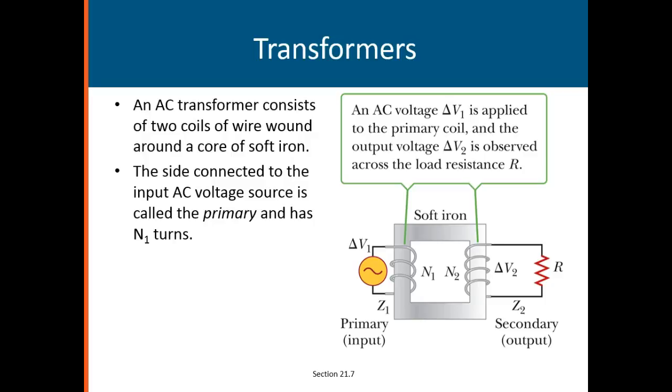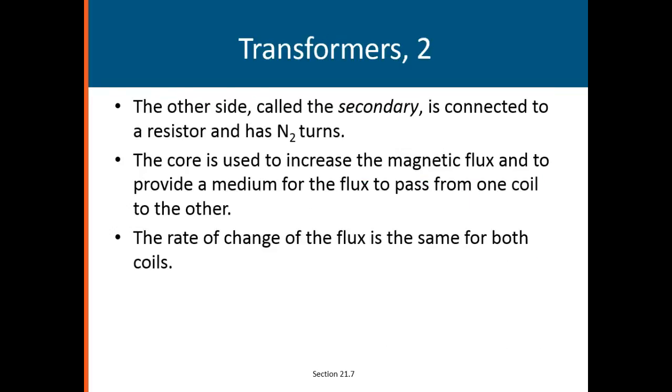Okay? So let's get to the next slide. Oh! Let's see if we can finish this slide. Okay? The other side, called the secondary coil or secondary circuit, is connected to a resistor. It has N2 turns. The core is used to increase the magnetic flux and to provide the medium for the flux to pass from one coil to the other. The rate of change of the flux is the same in both coils because they have the same core.